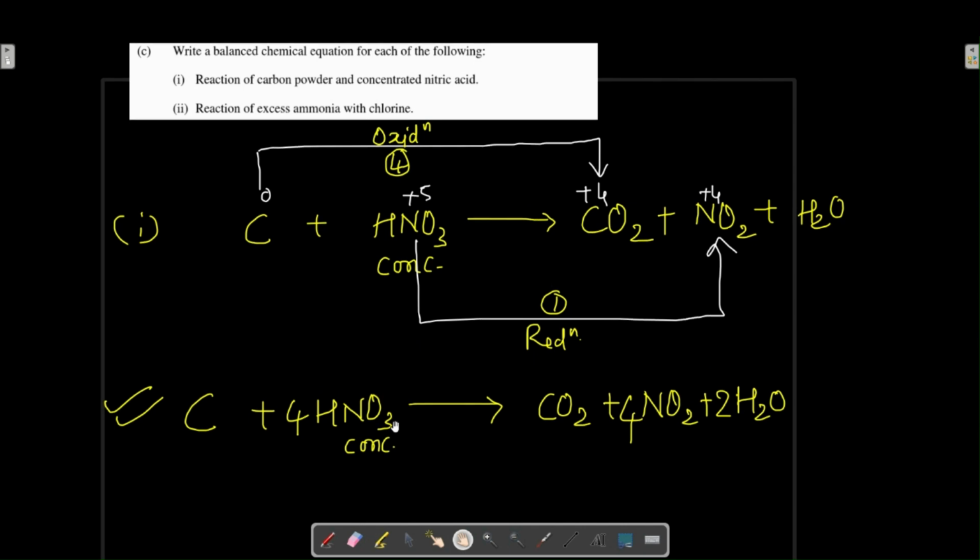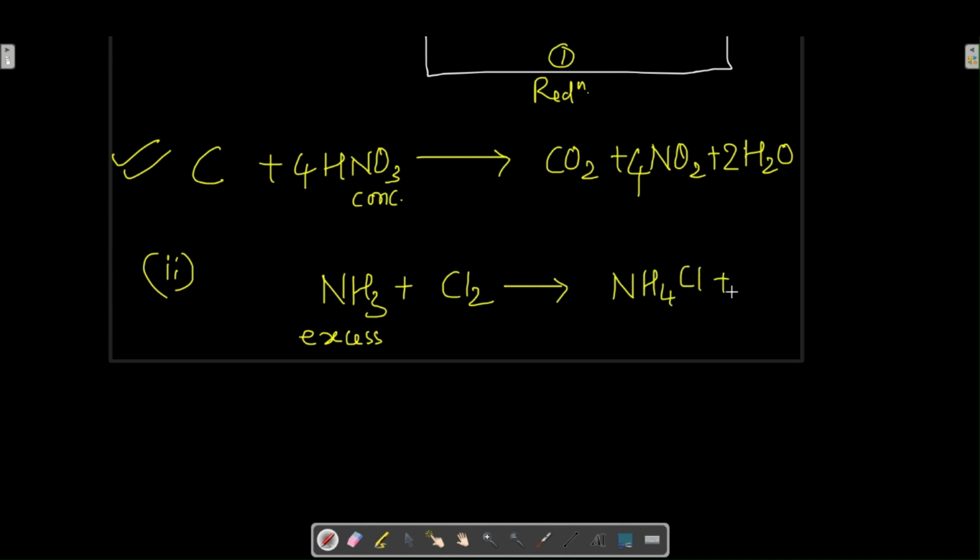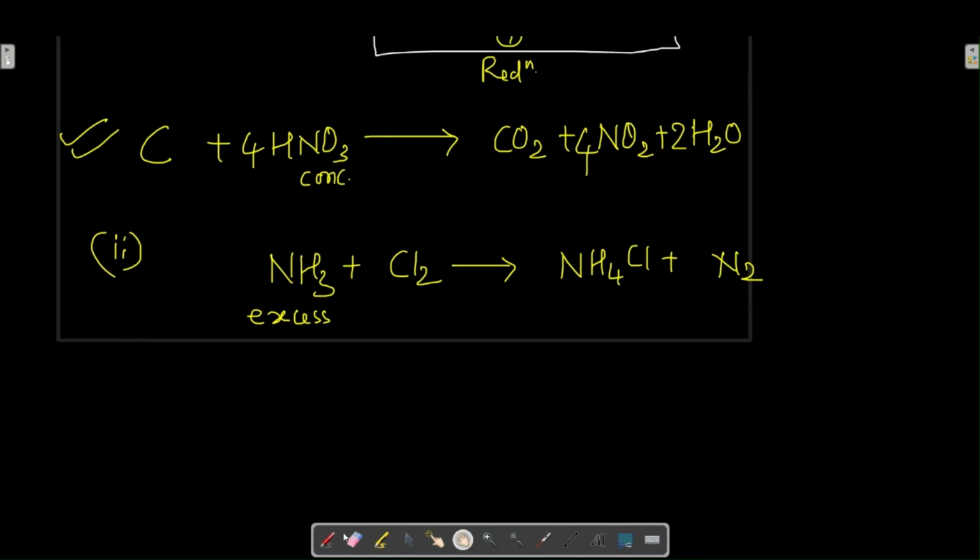Let's take the last one, reaction of excess ammonia with chlorine. Excess ammonia with chlorine, you can try with hit and trial. You will come to know how hard it is. Okay, NH3 plus Cl2. It will give us NH4Cl plus N2. There is one more condition for this, NH3 with excess Cl2. There you will get NCl3 plus HCl. That is easy to balance. This is difficult.